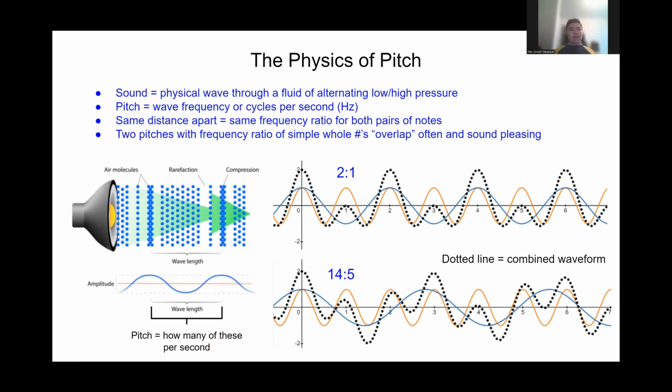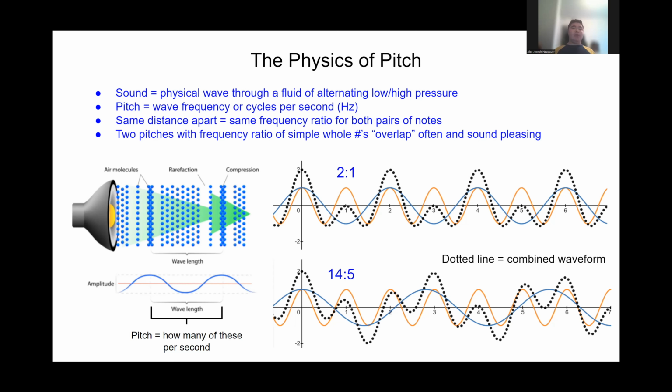If you are standing still and these peaks of high pressure pass by your ear, they're going to pass by your ear at regular intervals in time. And so pitch is just the frequency of those peaks. How many of those peaks of high air pressure pass your ear every second? If we have a pitch at 440 hertz, that means that 440 high pressure points are passing by your ear every second.